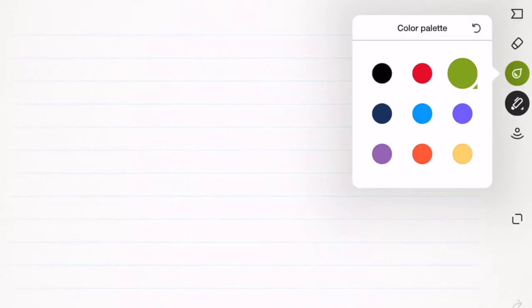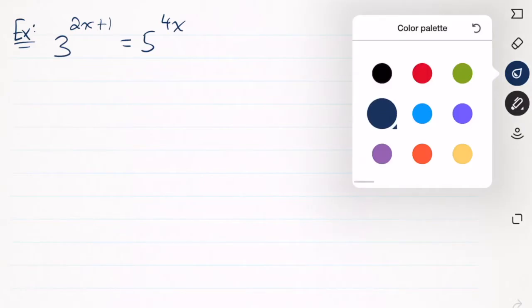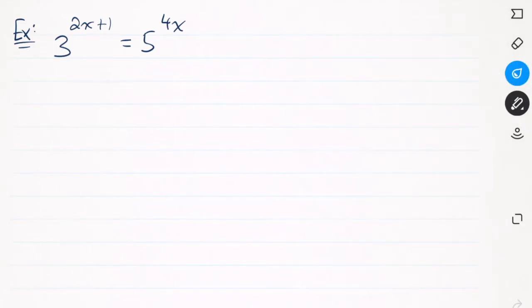All right, so let's change gears a little bit and make it uglier. So for instance, if we have something like 3 to the 2x plus 1 is equal to 5 raised to the 4x, then it becomes a little bit more complex than the last one. So I just wanted to show you a trick. We're going to do the same thing. We're going to ln both sides. Well, in this case, I'm going to ln instead of log. So it doesn't matter which one you use. I just prefer ln because it's less writing.